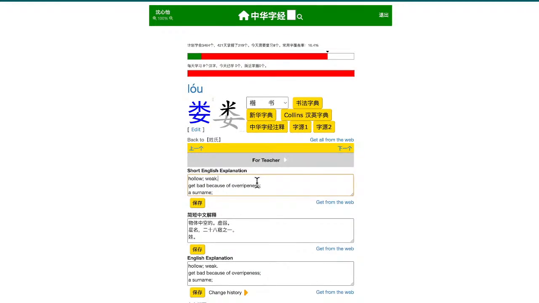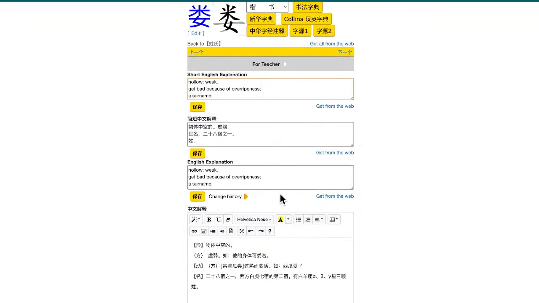Next one is low. Low means hollow or weak. Also, to get bad because of over-ripeness.